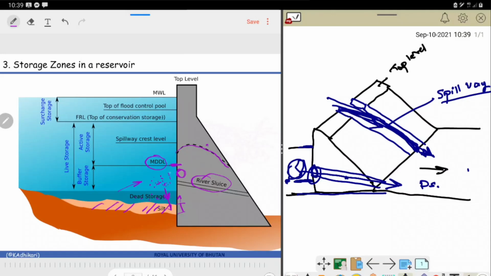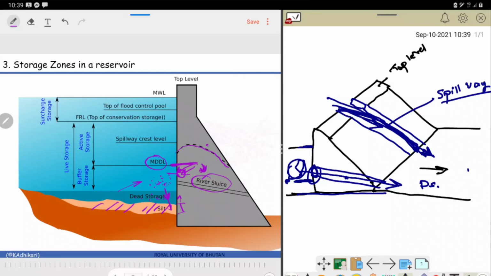So if the water drops below this intake, then air, the atmosphere, will get into this pipe, which is not desirable. Because of this, we always maintain our reservoir at one fixed level, which we call the maximum drawdown level, below which you should not let your water go. Okay, so that is one.